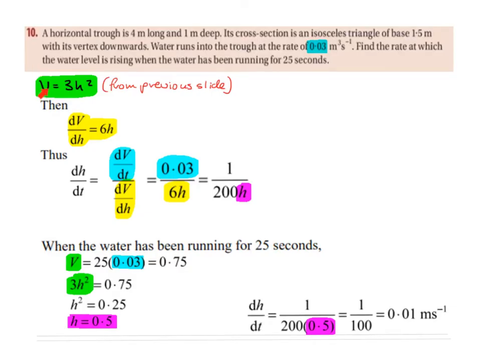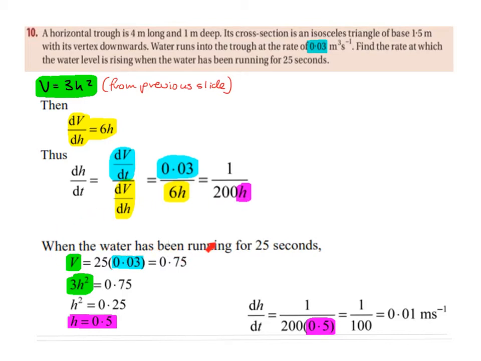So we know that V is equal to 3h squared. That's from the previous slide. Then dV/dh, the derivative of V with respect to h, is going to be 6h, because 3 times 2 is 6, and 2 take away 1 is 1, so we get 6h. Thus, dh/dt is dV/dt over dV/dh, so we got that from the first slide. dV/dt, the derivative of V with respect to t, is 0.03, that was given in the question. dV/dh is 6h, we just worked that out up here. And 0.03 divided by 6h is 1 over 200h, or 1/200th h.